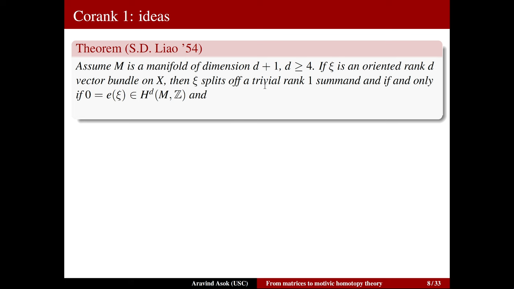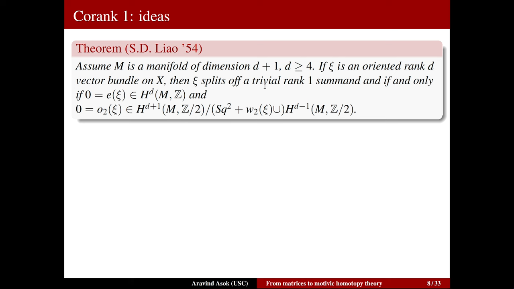And because of this orientation business, like I mentioned earlier, I've thrown away the twisted coefficients. And so this obstruction is definitely in place because it was there before. And there's one more obstruction, which is a little bit harder to describe, but there's a secondary obstruction, and it's in the d plus first cohomology of M with Z mod 2 coefficients.